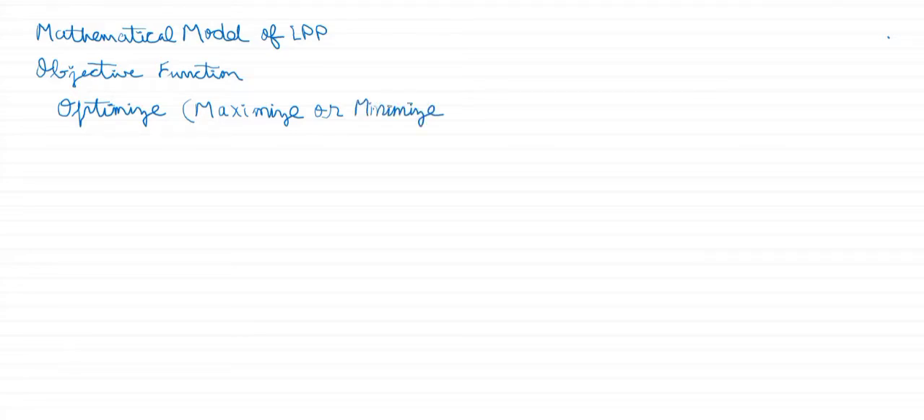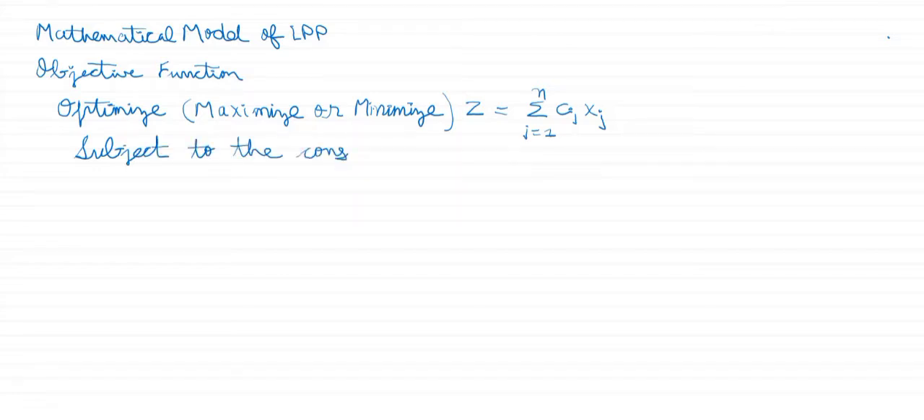And we write it as Z is equal to sigma Cj xj, where j is from 1 to n, and it will be subject to the constraints. That is, our first work is to identify the objective function. Next, we'll formulate the constraints, and our constraints will be sigma aij xj.